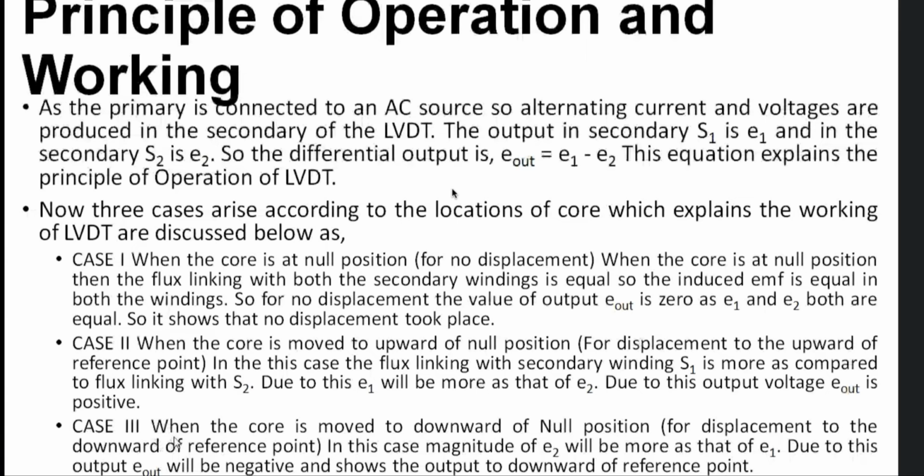Okay. Then case 3, when the core is moved downward of the null position, that is displacement to the downward of the reference point. In this case, the magnitude of E2 will be more than that of E1. Due to this, the output E out will be negative and shows the output downward of the reference point.